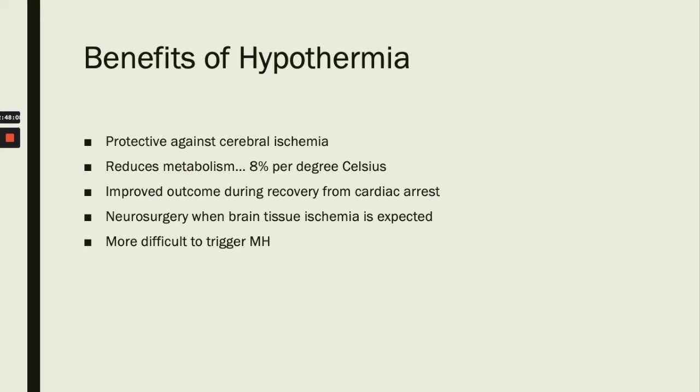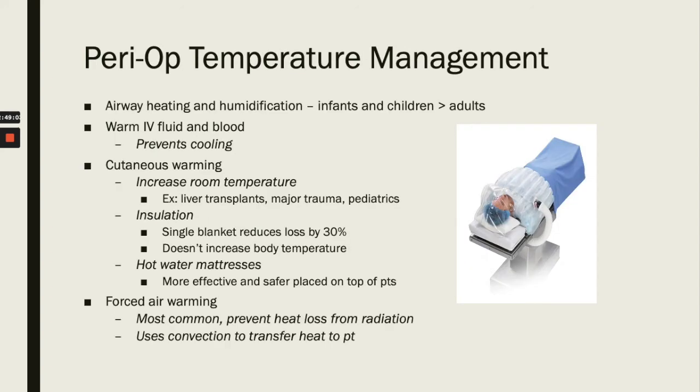So, hypothermia is protective against cerebral ischemia, and it reduces metabolism up to 8% per degree Celsius. It's also an improved outcome during recovery from cardiac arrest, as we talked about earlier, and in neurosurgery when brain tissue ischemia is expected. And when patients are hypothermic, it's more difficult to trigger MH. All right. So how do we manage these patients?